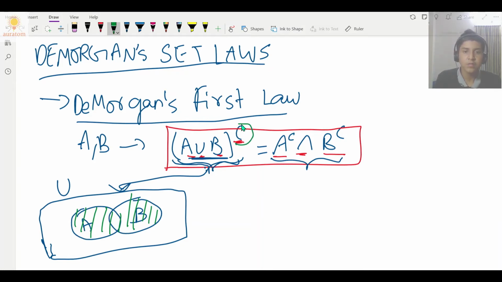And what is the absolute complement of A union B? We know that the absolute complement of a set is everything in the universal set except that set. So the absolute complement of A union B is going to be everything in the universal set in here except this A union B part. So that's going to be this part, right? Everything in this big box, this universal set, except this part, which is A union B.